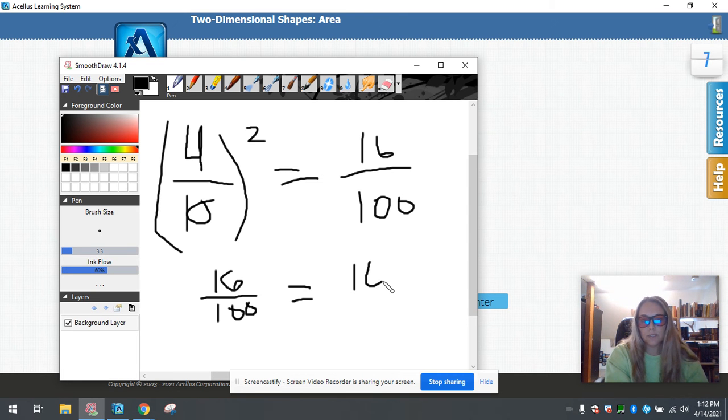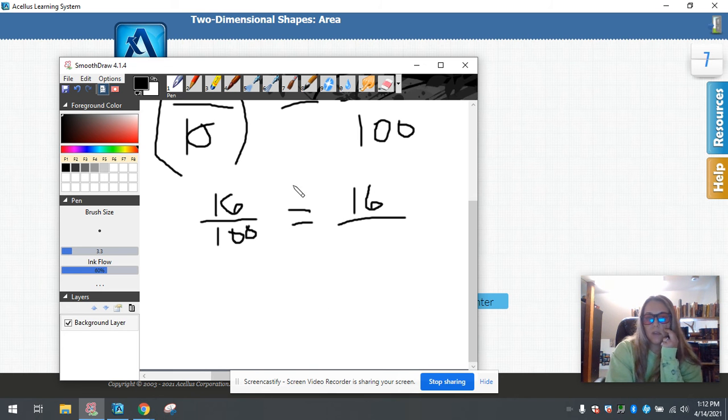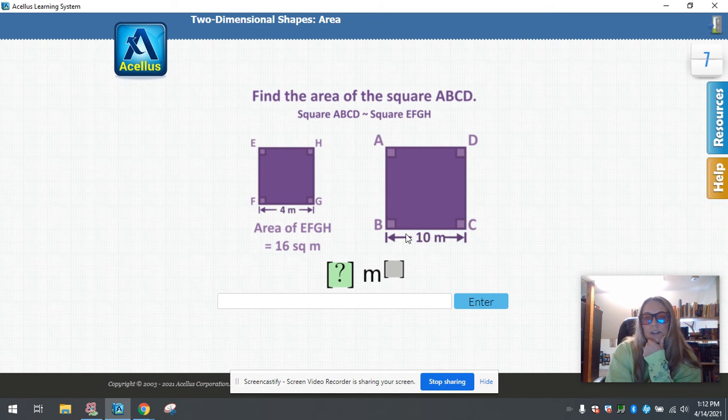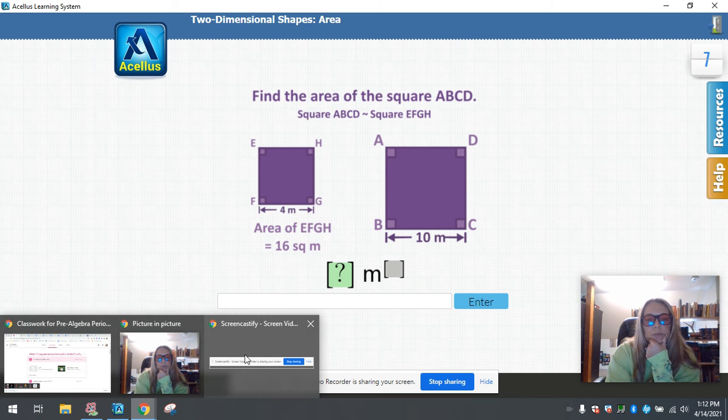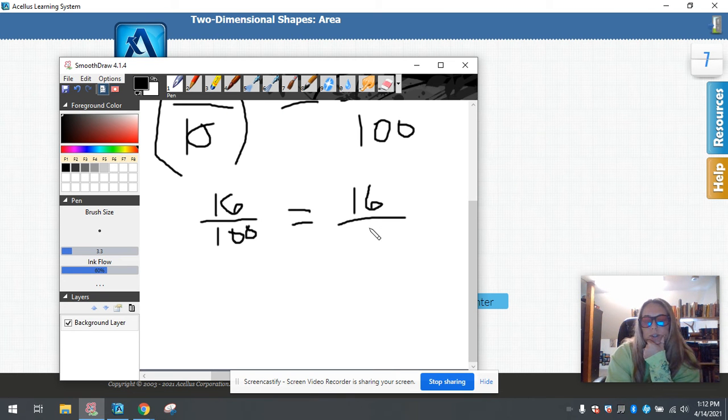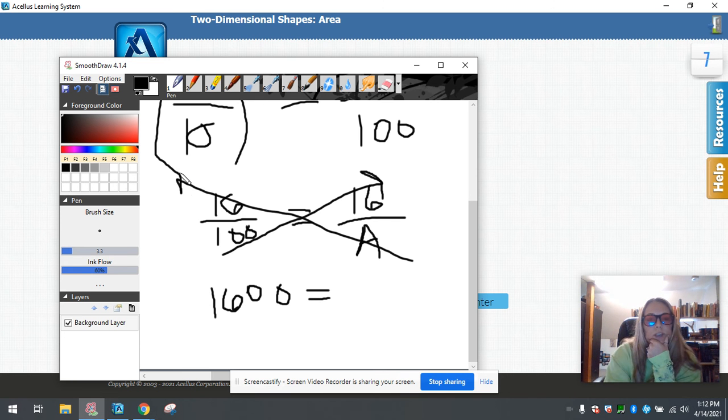They will not always be the same number. And then we need to solve for the area of this larger square. So we are going to put a variable, let's say a for the area. Then we cross multiply. 100 times 16 is 1600 equals 16 times a, or a times 16 is 16 times a.